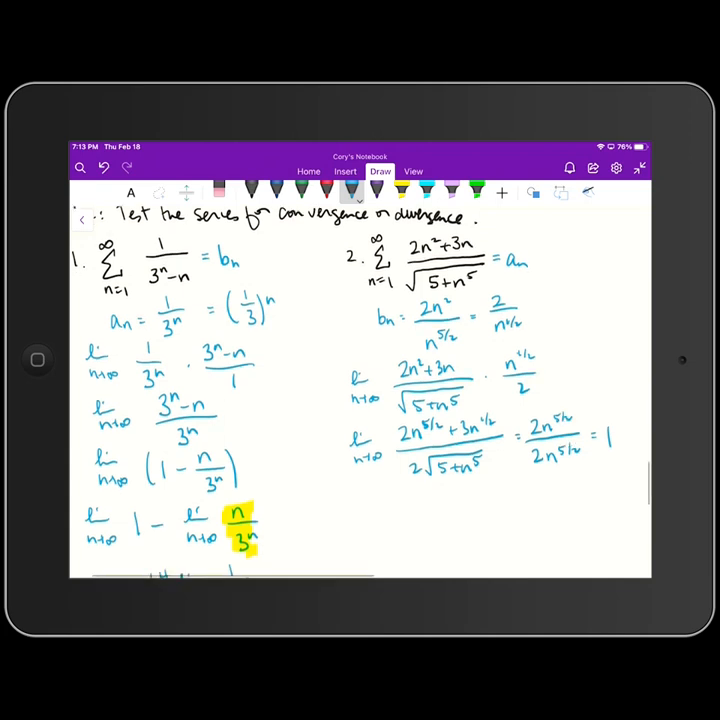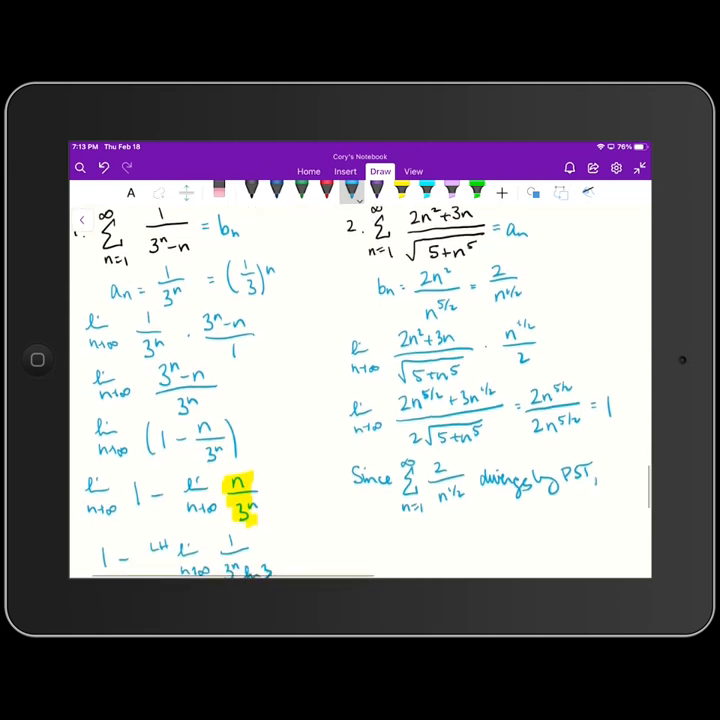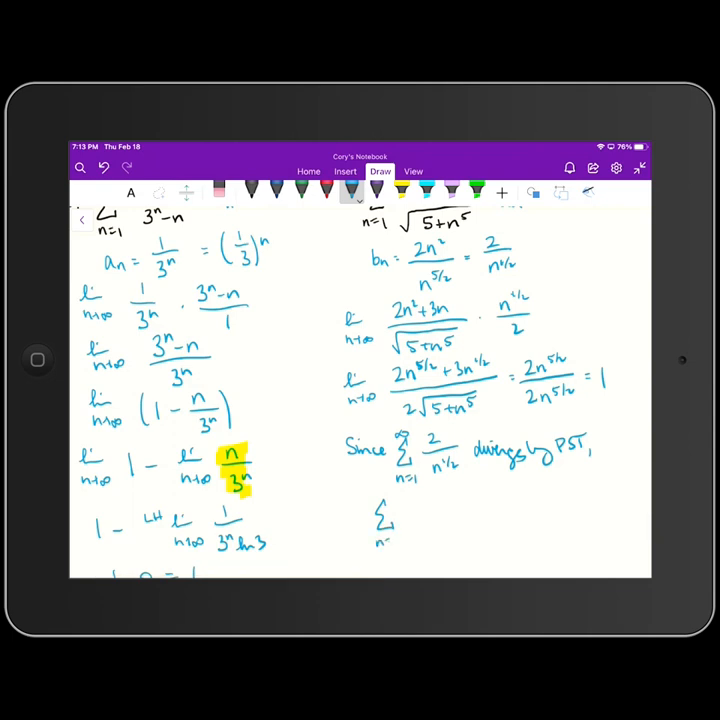Okay, so now I'm going to write up my justification. Since the sum from 1 to infinity of 2 divided by n to the 1/2 power diverges by the p-series test, which I'm going to abbreviate as PST, then the sum from 1 to infinity of our given series, 2n squared plus 3n over the square root of 5 plus n to the 5th power, also diverges by the limit comparison test.